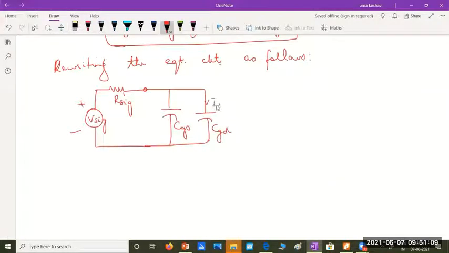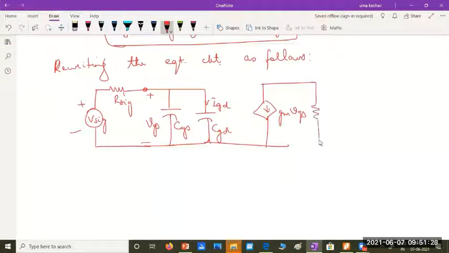But the current through this is IGD. The voltage here is VGS. The current here is different. And on the output side, I have this GM VGS as before. No changes there. Across RL dash, across this, we were trying to measure our output voltage V0.